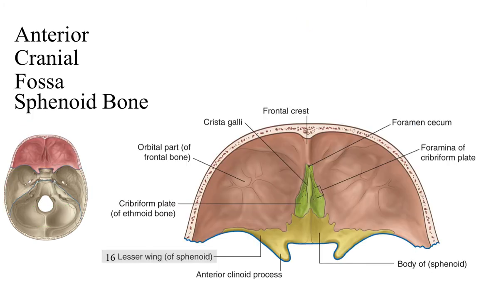And if we look at the anterior cranial fossa, which is this indented region at the front of the skull, the posterior border is where you'll find the lesser wing of the sphenoid bone. All right, and that's sitting a little bit higher than the rest of the sphenoid bone is, which is why it's part of the anterior cranial fossa instead of the middle cranial fossa.